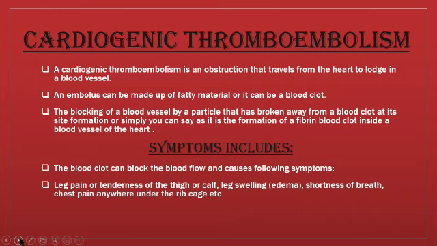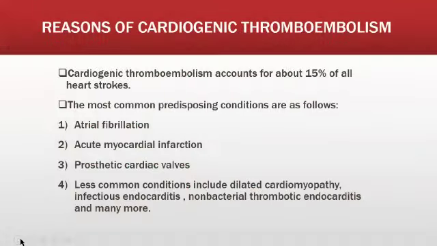Normally there is shortness of breath, that is SOB. Then the main symptom is chest pain anywhere under the rib cage. So moving forward, the reasons for cardiogenic thromboembolism. As you can see in this slide, this disease particularly accounts for 15% of all heart strokes.